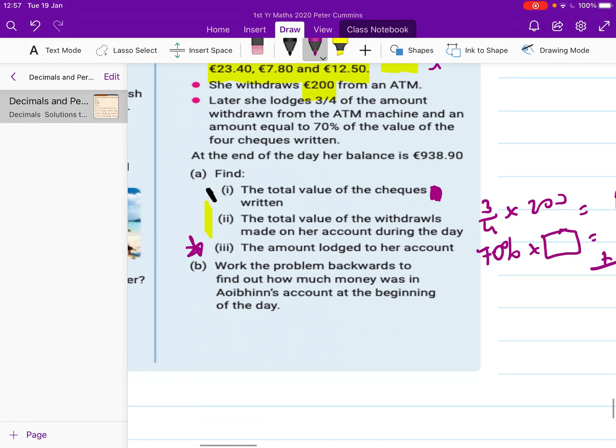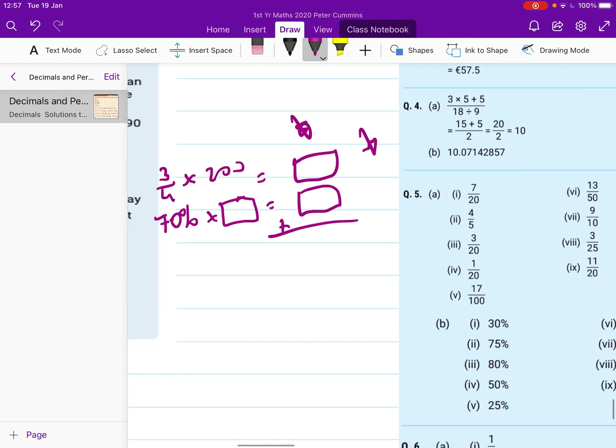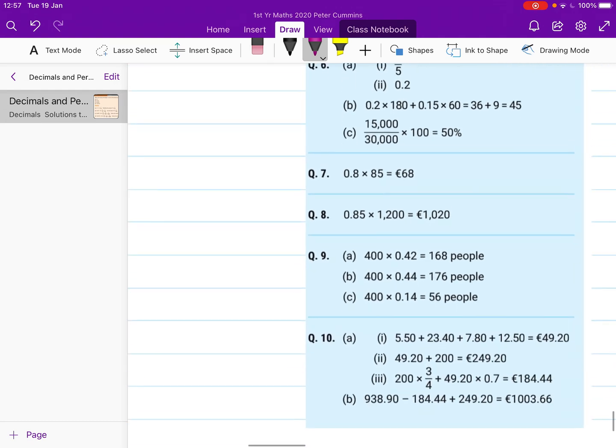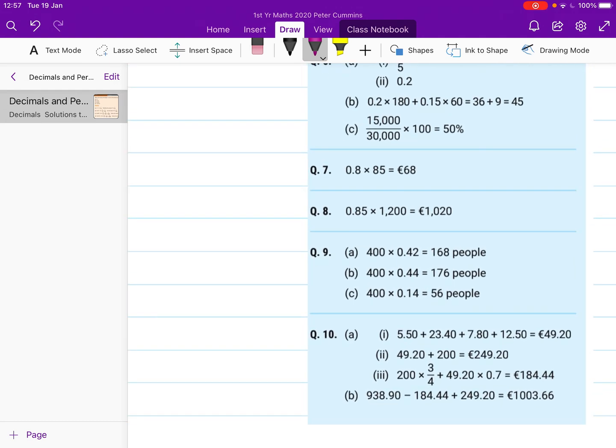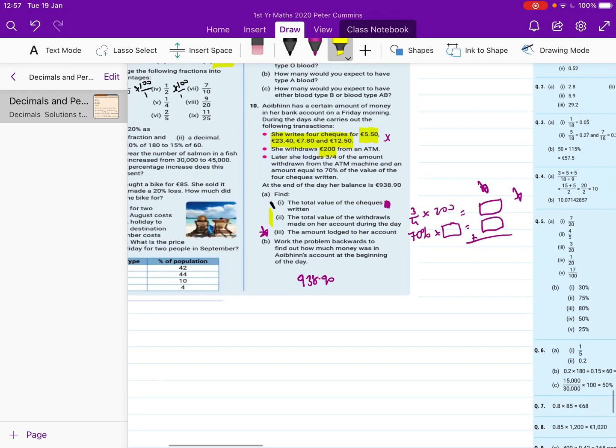Okay, and work the problem backwards to find out how much money was in Avian's account at the beginning of the day. So for the last part, at the end of the day, it was 938.90. And you're going to check what the answers are to the sums here so I can fill them in. So we had 938.90 at the end of the day, minus 184.40, so that must have been what was lodged completely, and this was the total amount withdrawn. So the final answer you should be getting is €1,003.66. So that will answer the rest of that question for you.